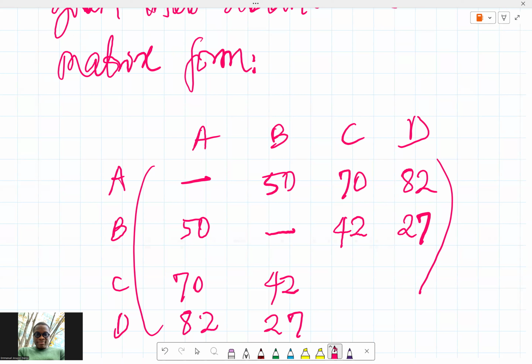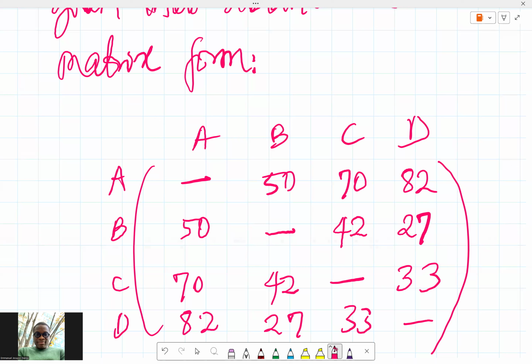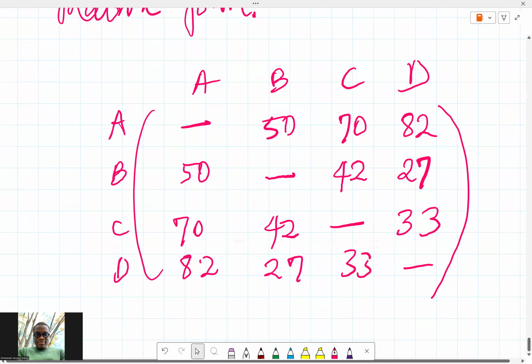Then C to C, we don't care. C to D, let's say that's, I don't know, 37. Why am I saying 7 all the time? Let's say 33. So D to C is also 33. Then D to D is also this. So if you have this, can you use the simulated annealing method to solve the traveling salesman problem for these 4 cities?